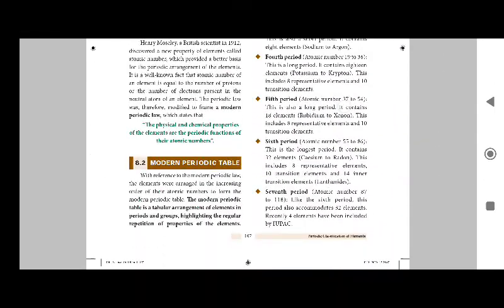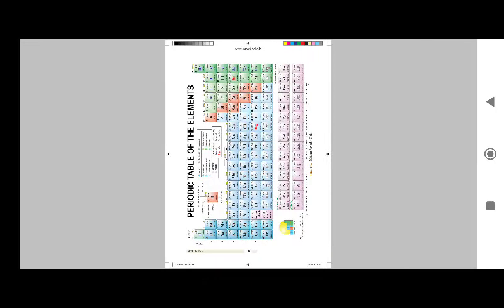So that's about the 6th period. And the 7th period, atomic number 87 to 118. Like the 6th period, this period also accommodates 32 elements. Recently, 4 elements have been included by IUPAC. What do you mean by IUPAC? IUPAC, International Union of Pure and Applied Chemistry.